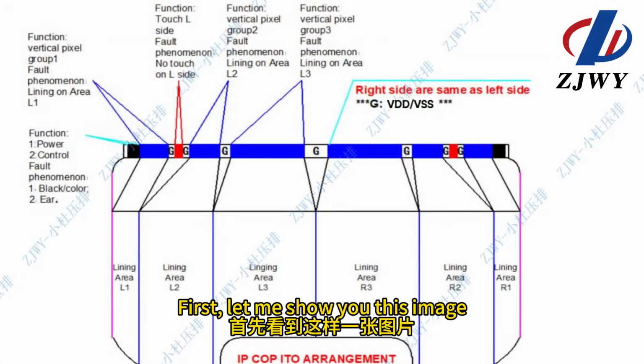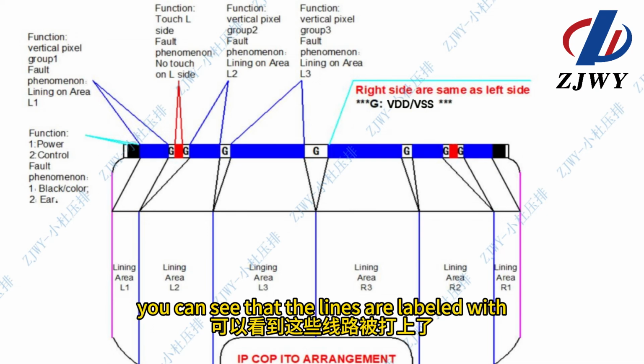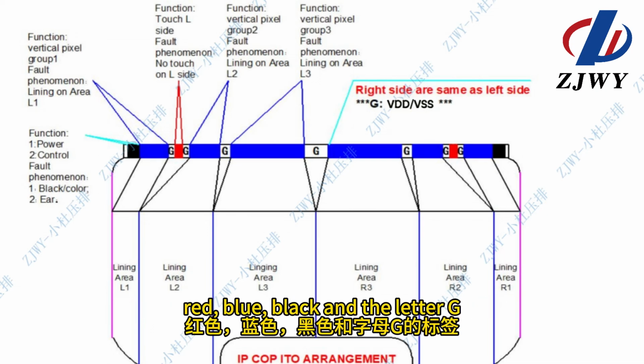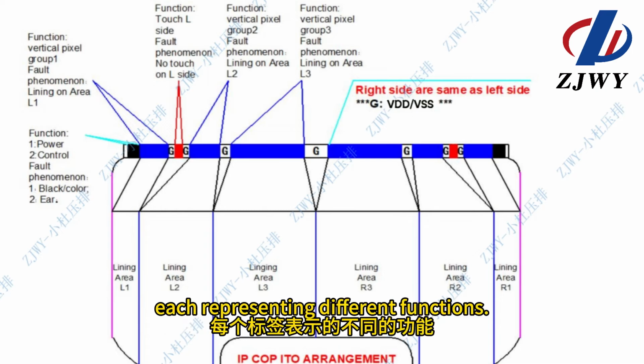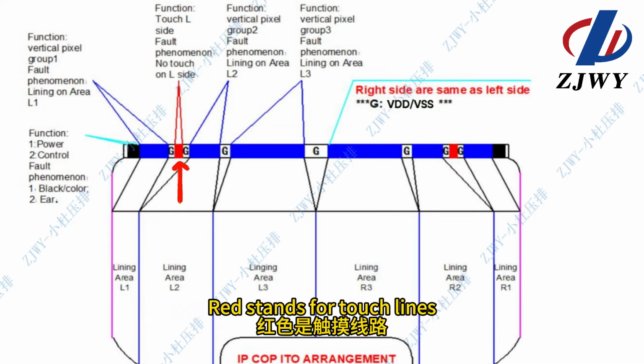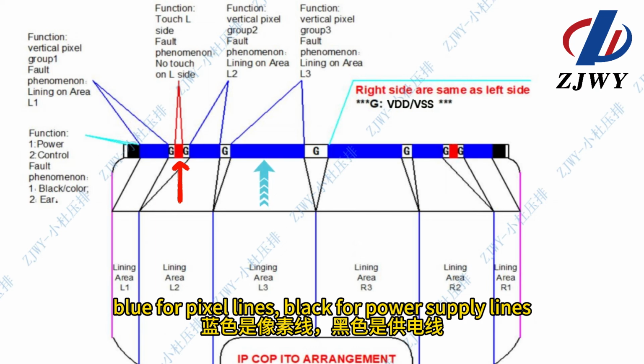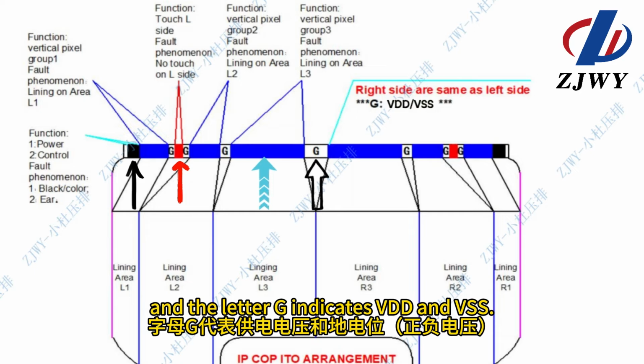First, let me show you this image. You can see that the lines are labeled with red, blue, black, and the letter G, each representing different functions. Red stands for touch lines, blue for pixel lines, black for power supply lines, and the letter G indicates VDD and VSS.